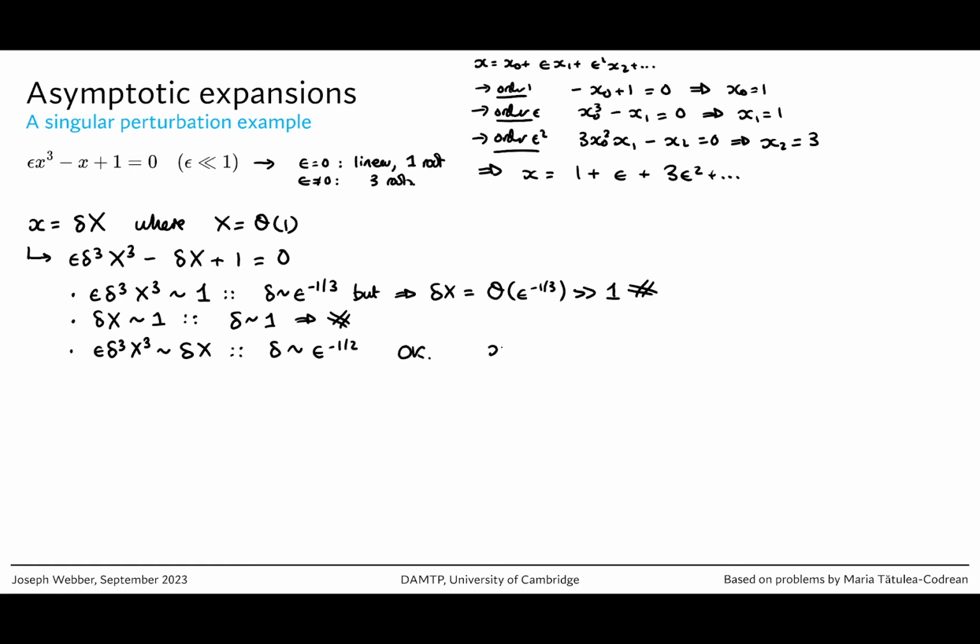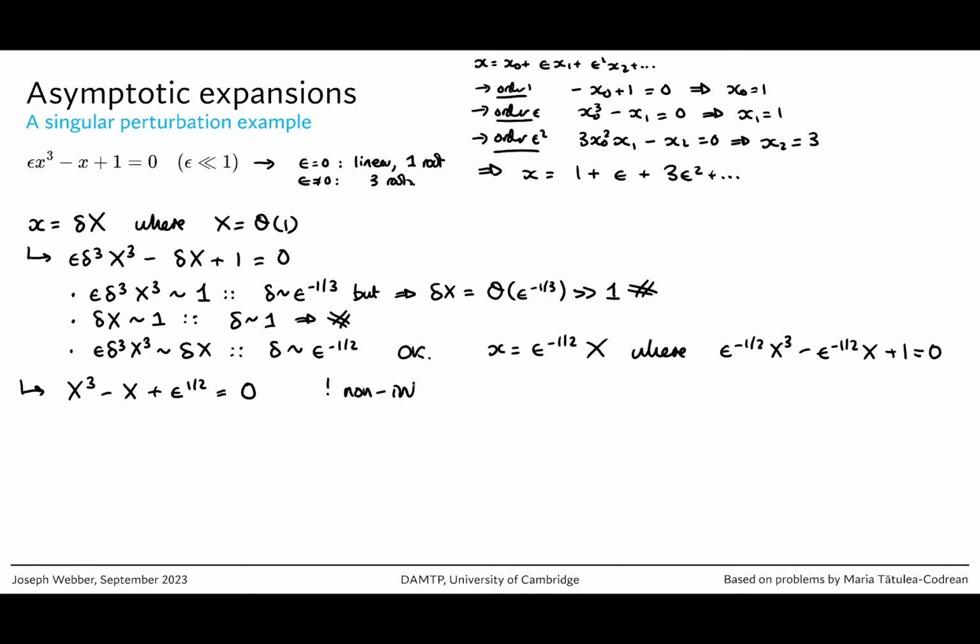Okay, so x is equal to epsilon to the minus 1/2 times this capital X, where, subbing in this value for delta into the equation here, we have epsilon to the minus 1/2 X cubed minus epsilon to the minus 1/2 X plus 1 equals 0. Okay, let's multiply through by epsilon to the 1/2, and we get X cubed minus X plus epsilon to the 1/2 equals 0. This is a regular problem because we've no longer got our small parameter multiplying the highest power. We're just left with something a little bit like what we had before. But caution, we've got non-integer powers.